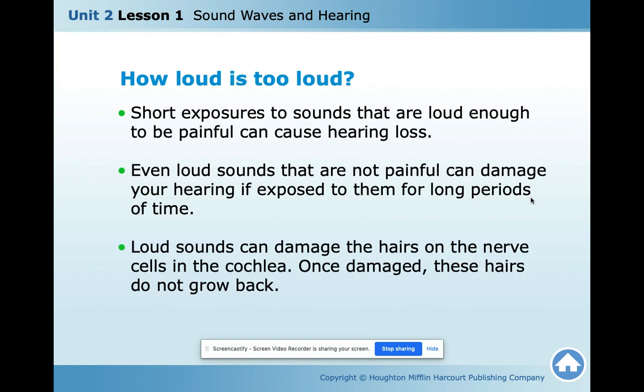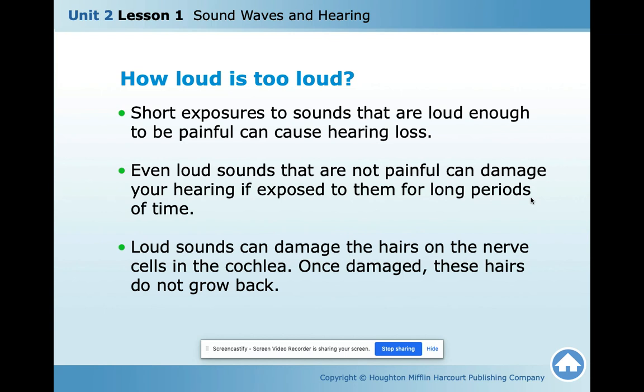So how loud is too loud? Short exposures to sounds that are loud enough to be painful can cause hearing loss. So if you continue to listen to loud sounds that hurt your ears, it can cause you to lose your hearing. And that's because it's damaging parts of your ear. Even loud sounds that are not painful can damage your ear if exposed to them for too long.